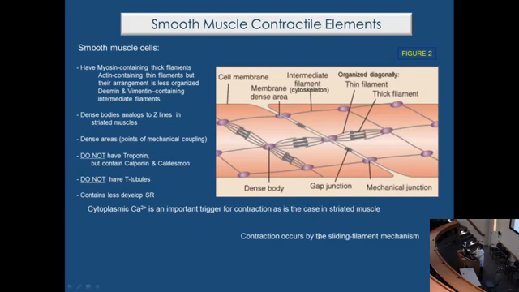So then, as you see that we have the thick and thin filaments, the contraction will occur following the sliding filament mechanism. Remember that we described this mechanism for the striated muscles. And also, in addition, the contraction of these intermediate filaments is what will pull the dense bodies together and will result in the shrinking of the cell.